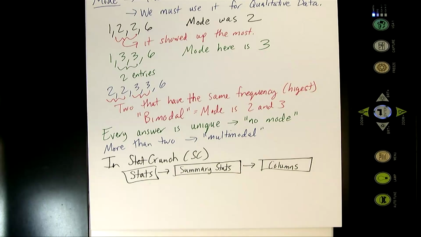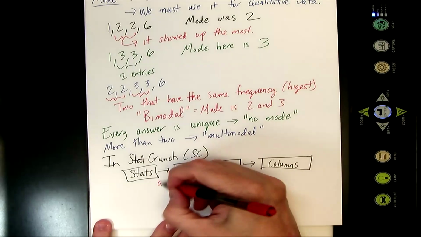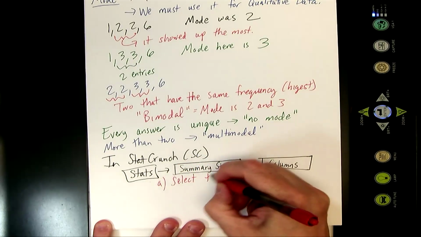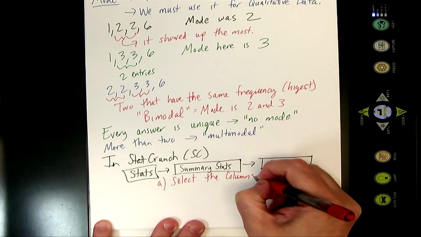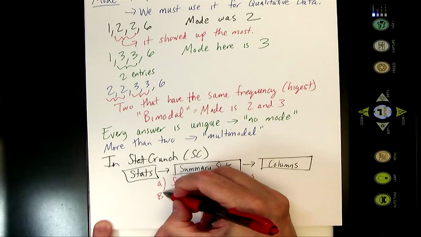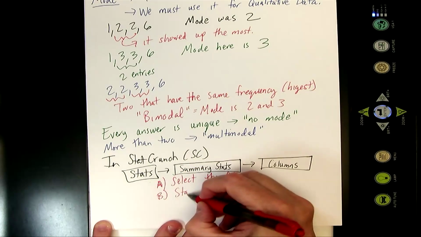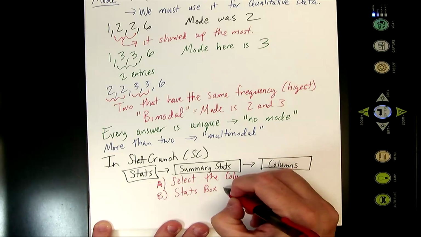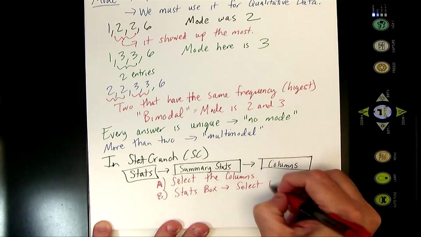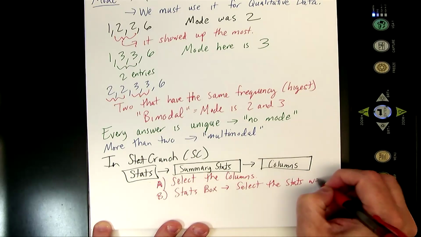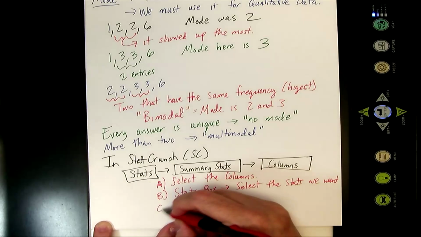It will show rows. You can do the same thing in rows, but doing rows usually doesn't make sense because generally we have different people representing each row, and a column is all the same question. In here, we will select the columns we want. B, it's in the stats box, called the stats box. Select the stats we want. And C, click compute.